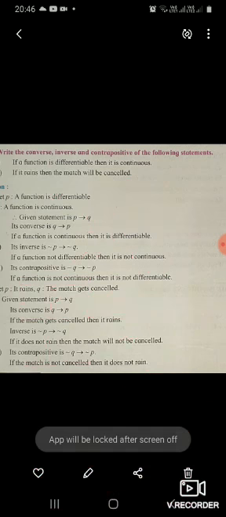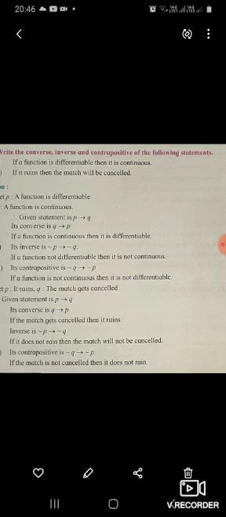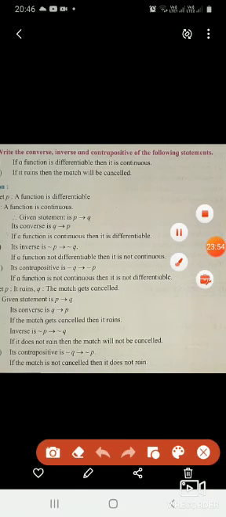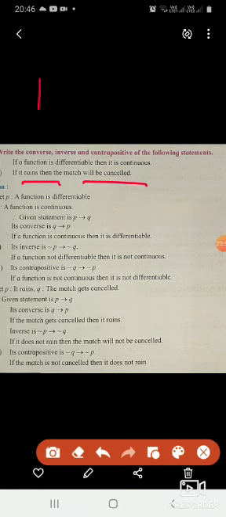Next concept, listen, next sum: if it rains, then the match will be cancelled. P is: it rains. Q is: the match will be cancelled. If it rains, the match will be cancelled, this is a statement. In this statement, P to Q is the statement.